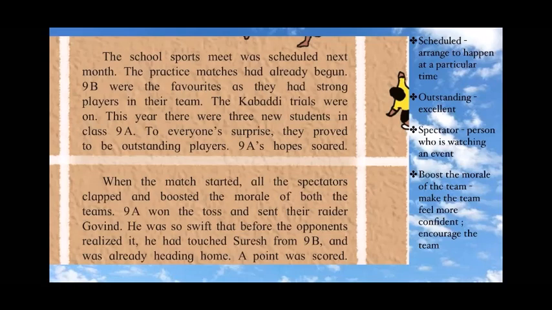When the match started, all the spectators clapped and boosted the morale of both the teams. 9A won the toss and sent their raider Govind. He was so swift that before the opponents realized it, he had touched Suresh from 9B and was already heading home. A point was scored.